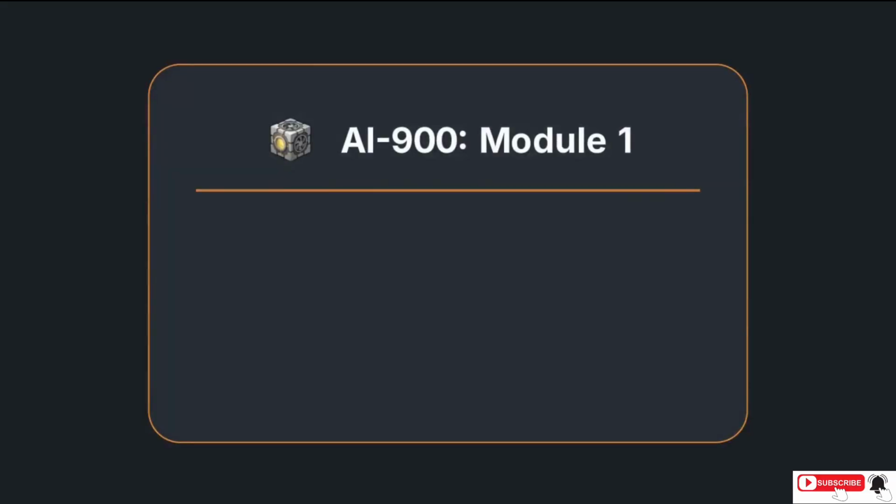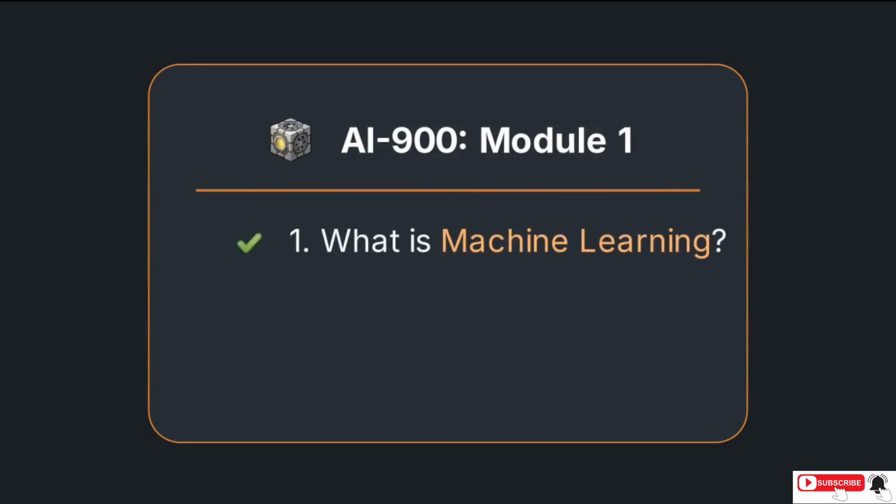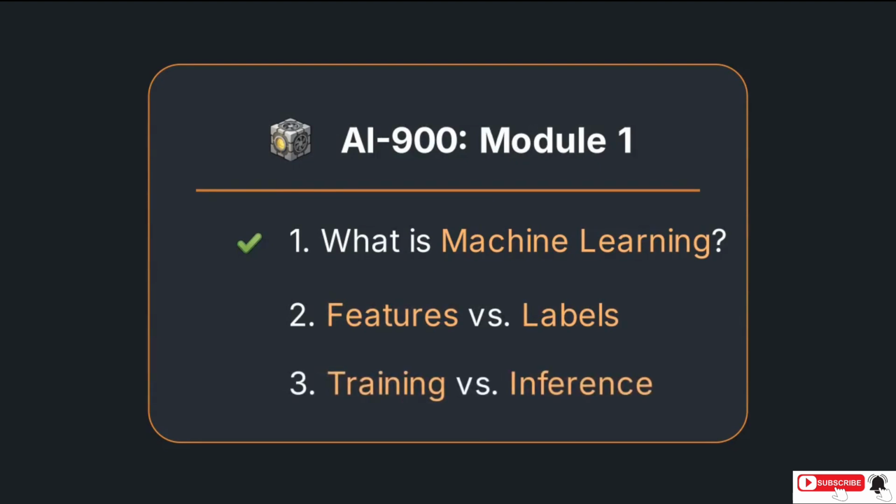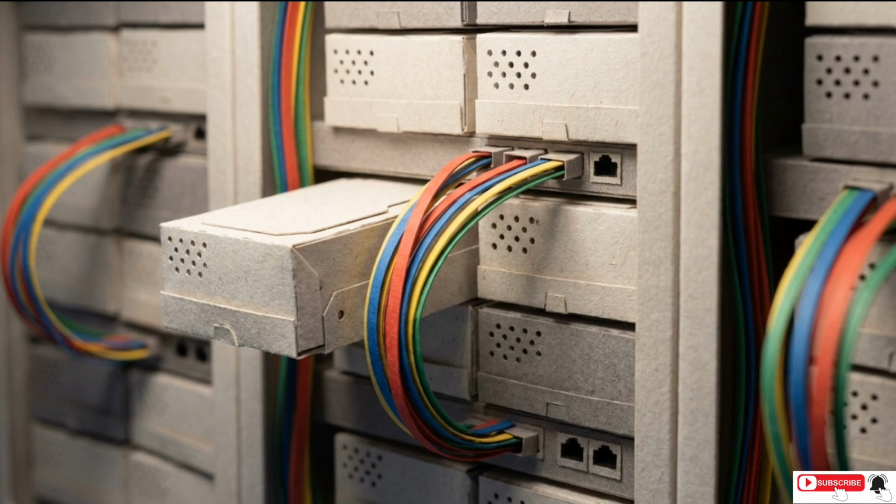Welcome back to our full AI 900 course. Today, we are looking at 3 core concepts from your exam: what machine learning actually is, the difference between features and labels, and how training compares to inference. So, what is machine learning?